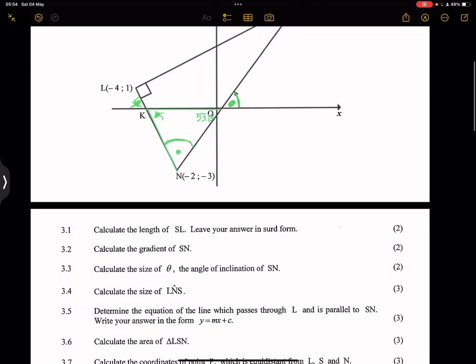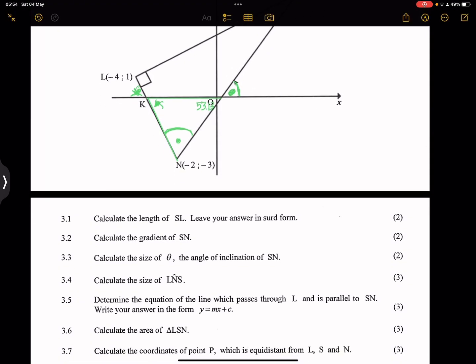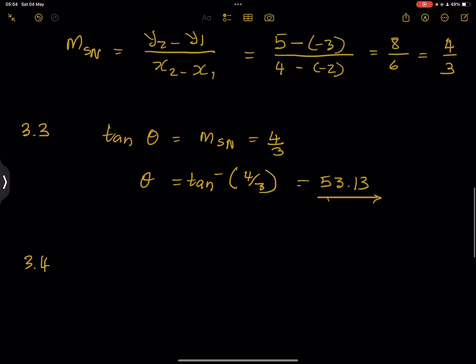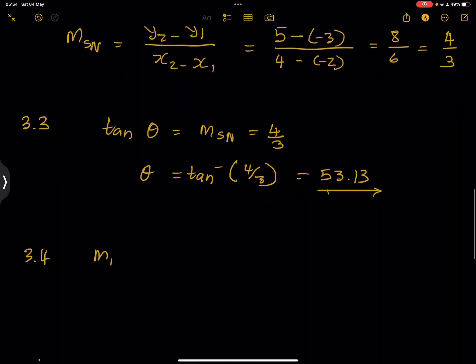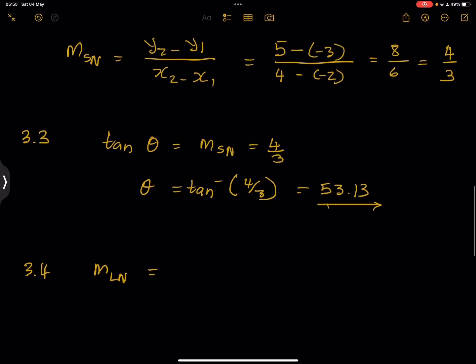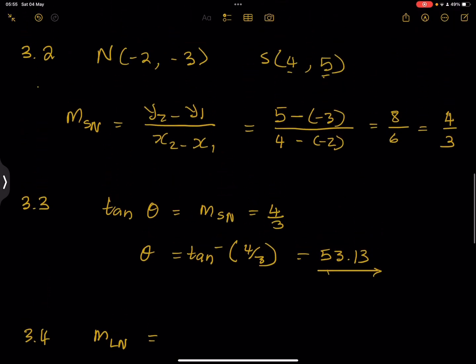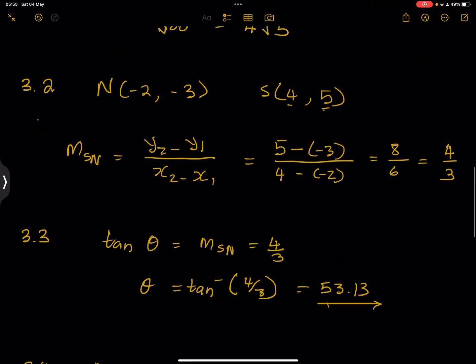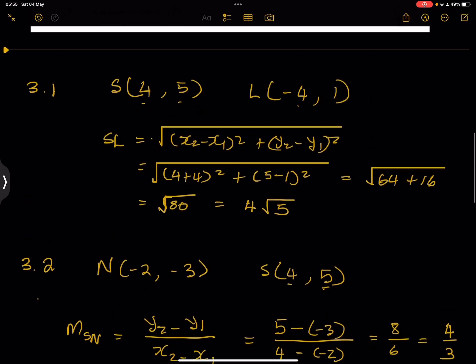So let's say the gradient of LN, y2 minus y1. Remember the coordinates of L, we had them then, (-4, 1).